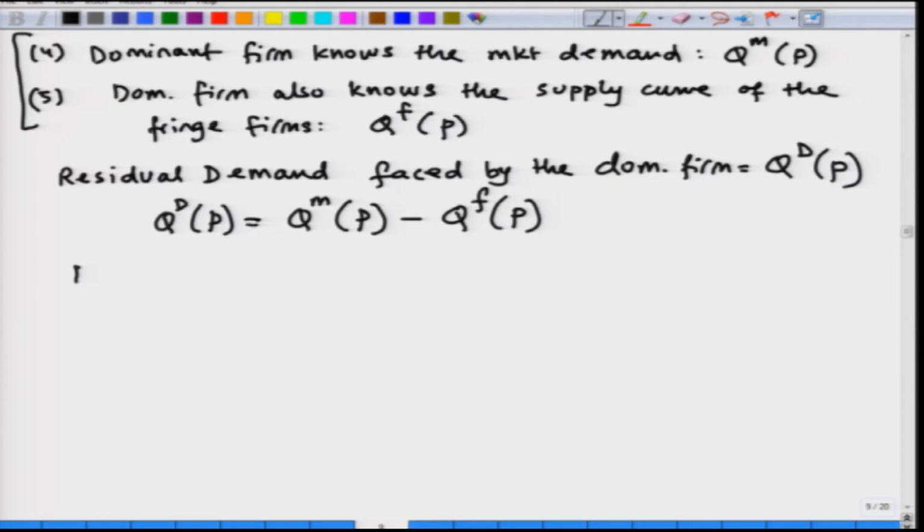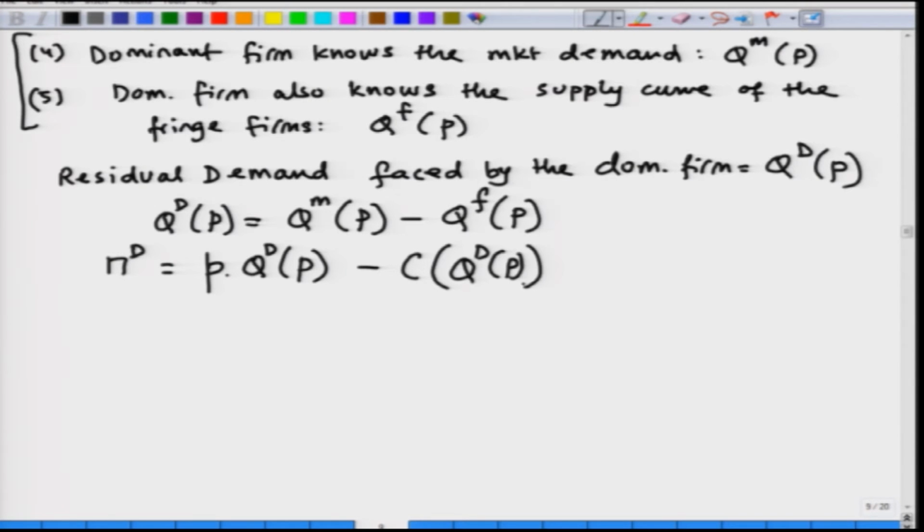The profit of the dominant firm, let us write it as phi, is total revenue minus total cost. So, price times the quantity that it is going to sell, which is P times QD(P), minus the total cost, which is C of QD(P). For particular cost functions we will be able to write it down properly.